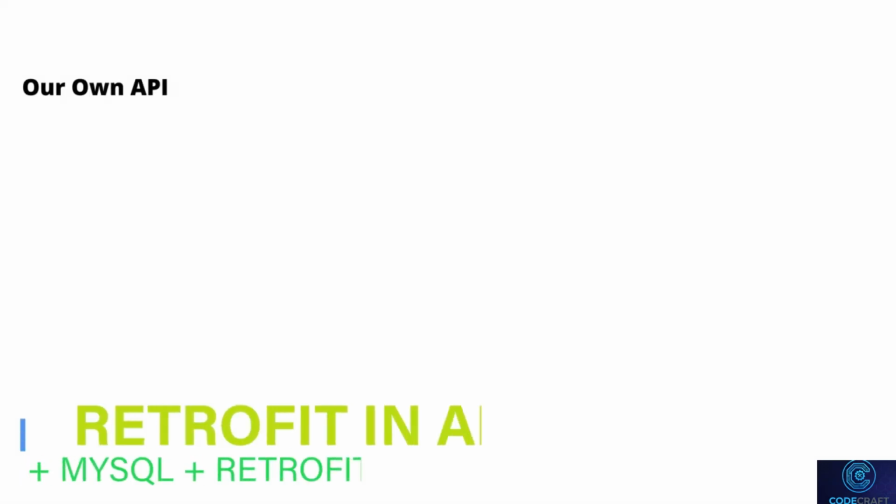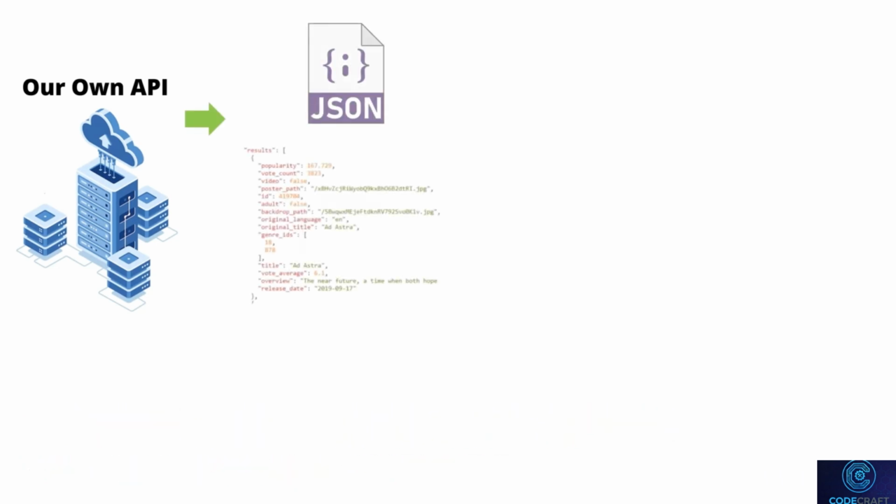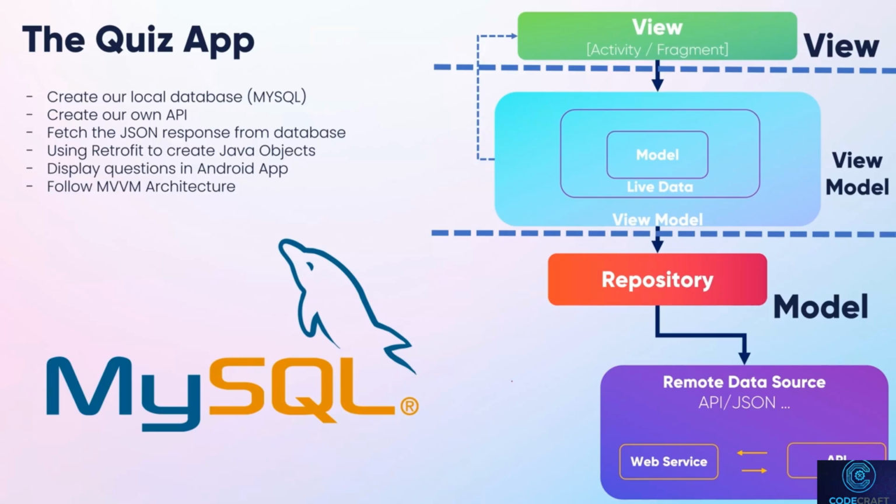Welcome back. Till now, we succeeded in creating our own API and transforming and converting the database data and records into JSON response. Now, let's move to the next step, which is Retrofit. And since we're going to follow the MVVM architecture in this application, I'll start from this section, which is Remote Data Source and Retrofit Configurations.